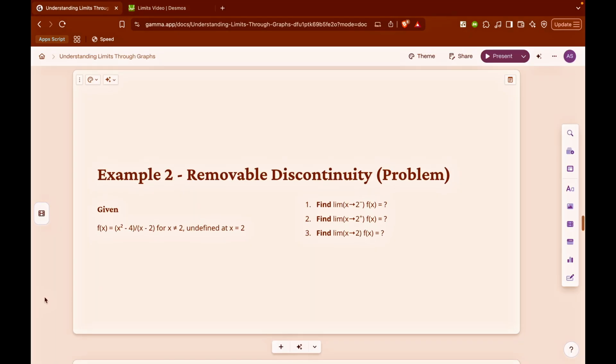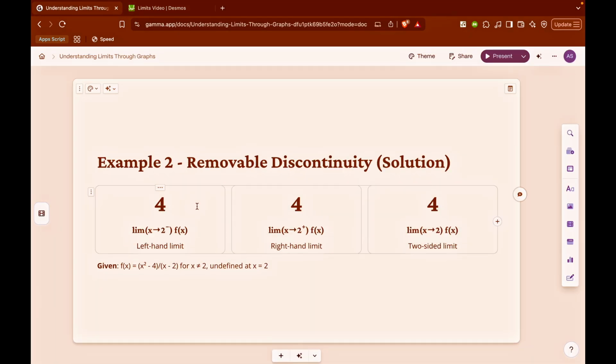So let's check our answers. As it says over here, all of these answers are equal to 4. The limit from all sides and the given function is right at the bottom.